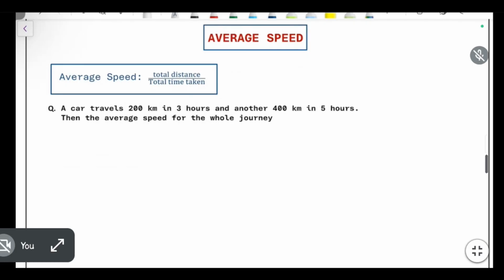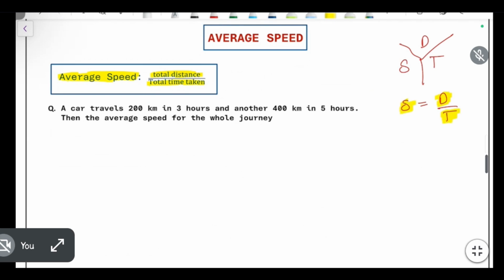So the formula is this: average speed is equal to total distance divided by total time taken. So easy. Average speed is nothing but total distance divided by total time. By our earlier formula, speed is equal to distance by time. So when we talk about average speed, there will be many speeds and many times, 2 or 3 speeds and 2 or 3 times. In that case, the total distance divided by total time will be your speed.